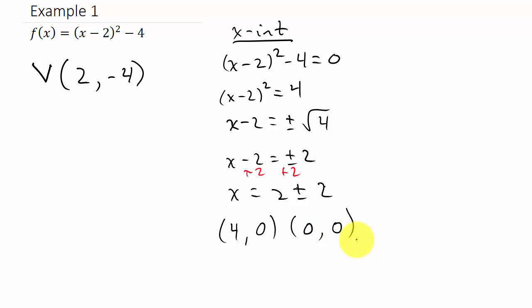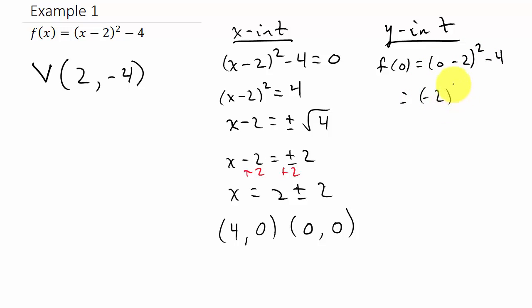All right, now we need to find our y-intercept. Okay, and you probably already know what the y-intercept is because of this, but let's go ahead and find it anyway. So the way that we find our y-intercept is we just evaluate this function at 0. So we just find f of 0. So that's 0 minus 2 squared minus 4. And so that's going to be negative 2 squared minus 4, which is 4 minus 4, which equals 0.